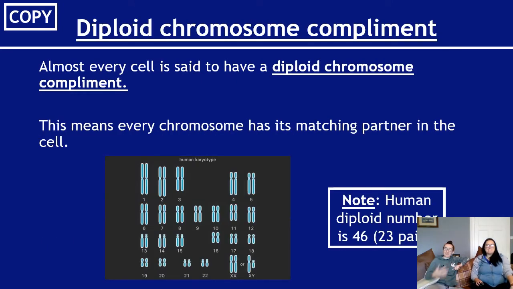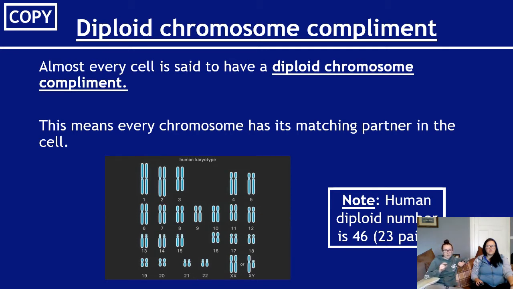Another idea that you need to get your head around before we go into the full process is something called the diploid chromosome complement. That's the idea that in almost every cell, we have 23 pairs of chromosomes, which is 46 chromosomes, because in pairs there's 23. In humans, this is the diploid number. So 46 chromosomes is the diploid number. So 23 pairs, 46, and that is how many chromosomes we find in one cell.